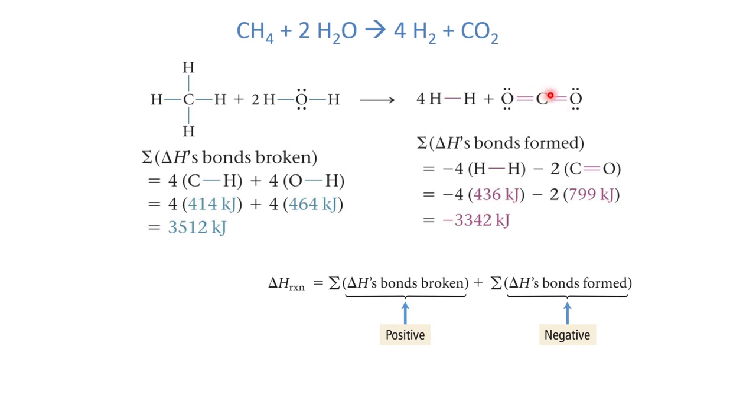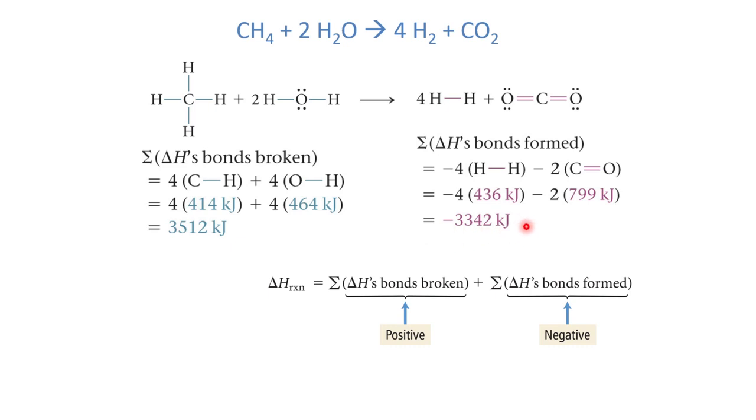And now notice how you're not using 4 times the CO bond, right? It is a double bond. So you have to use the double bond energy. So 2 times 799 kilojoules. And that gives us negative 3,300-ish kilojoules.